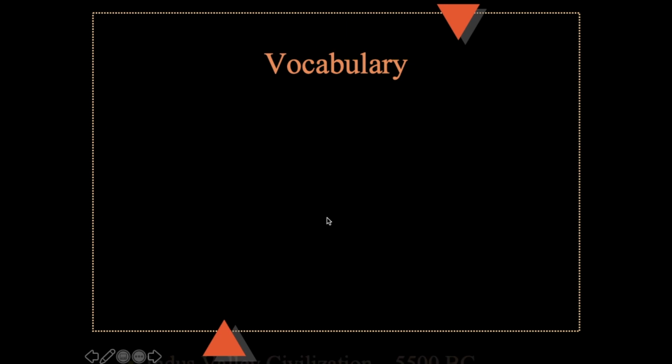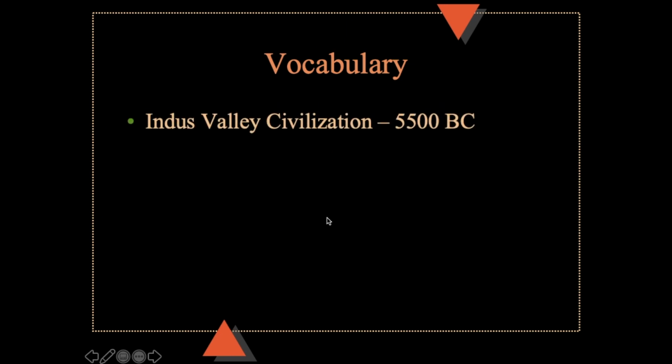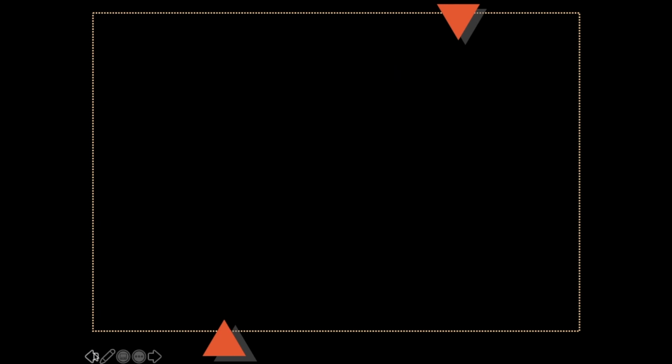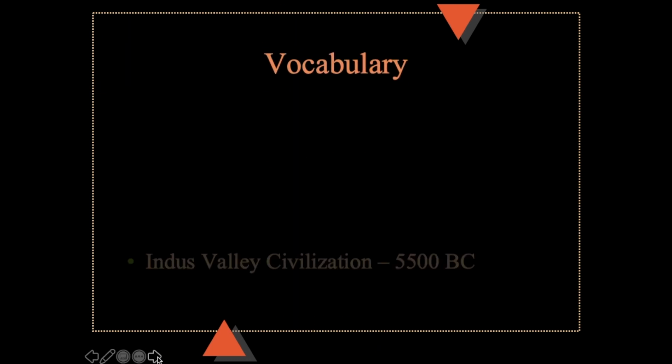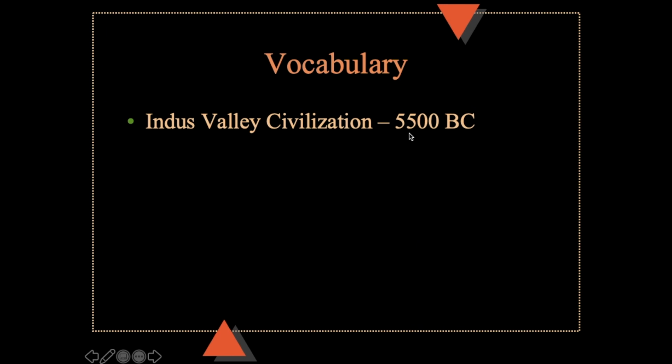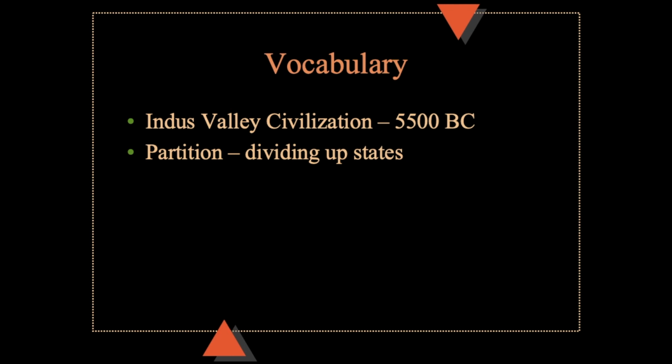Now for vocabulary, just a few things that we will cover in more depth on the next slides. The Indus Valley civilization: the Indus Valley was mostly over Pakistan and into India, so right in this area. They go back all the way to 5,500 BC, so it is a very old civilization. We talked about that a little bit in the India PowerPoint, and we'll talk about it a little bit more. Partition. So this is a dividing up of states. We're going to talk about how India got broken up into Pakistan and Bangladesh.